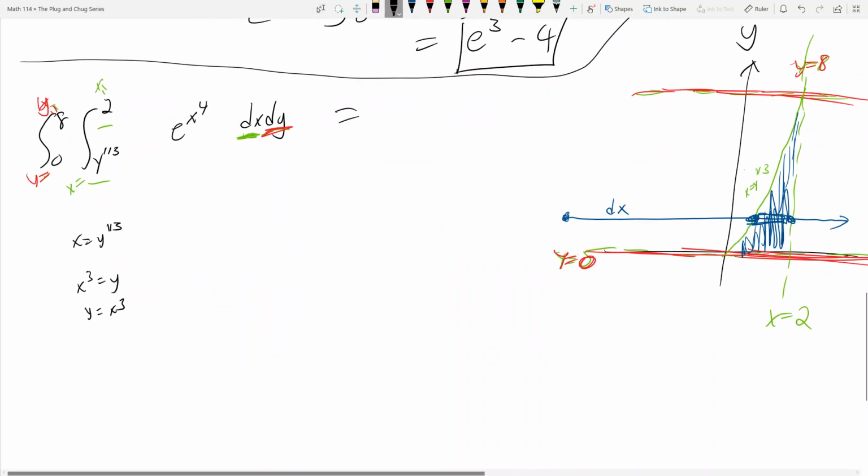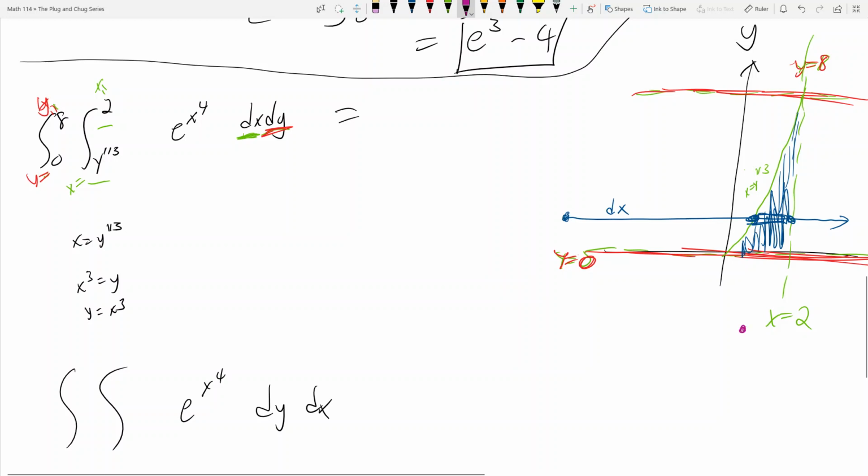So now consider the following. What if I wanted to write this e to the x to the 4th, but now I want to do dy dx? So what does that mean? Now let's pick a different color. Let's pick purple. So now here's dy, right?